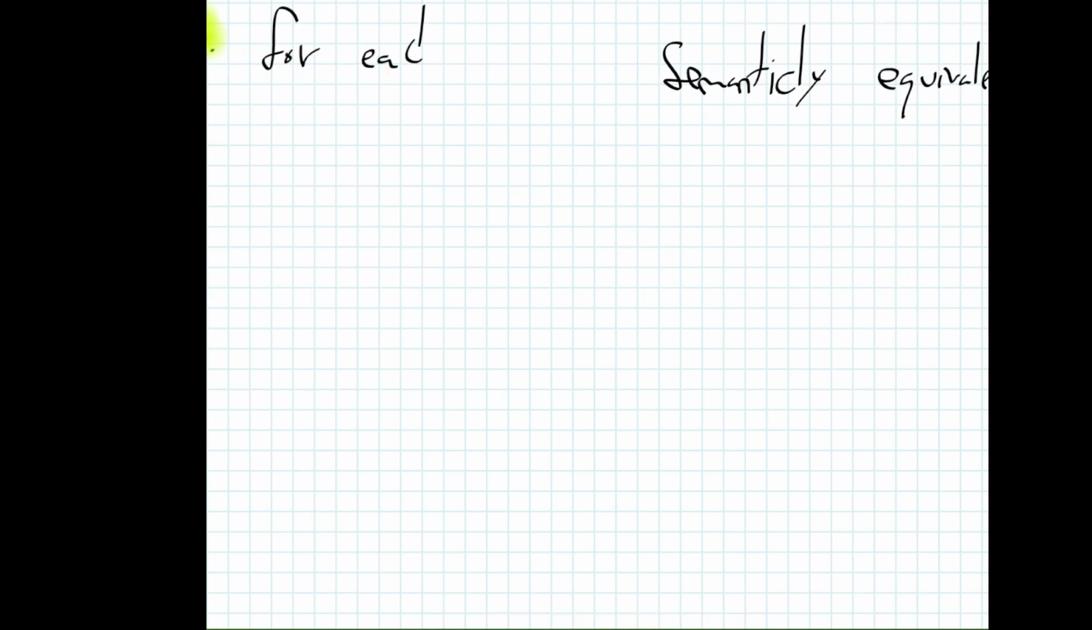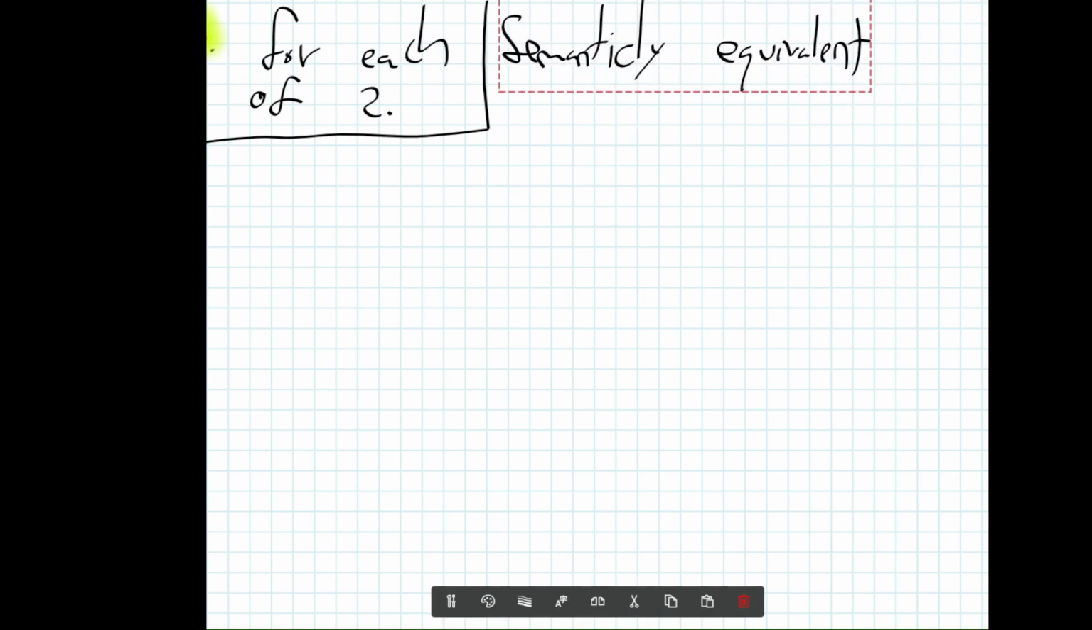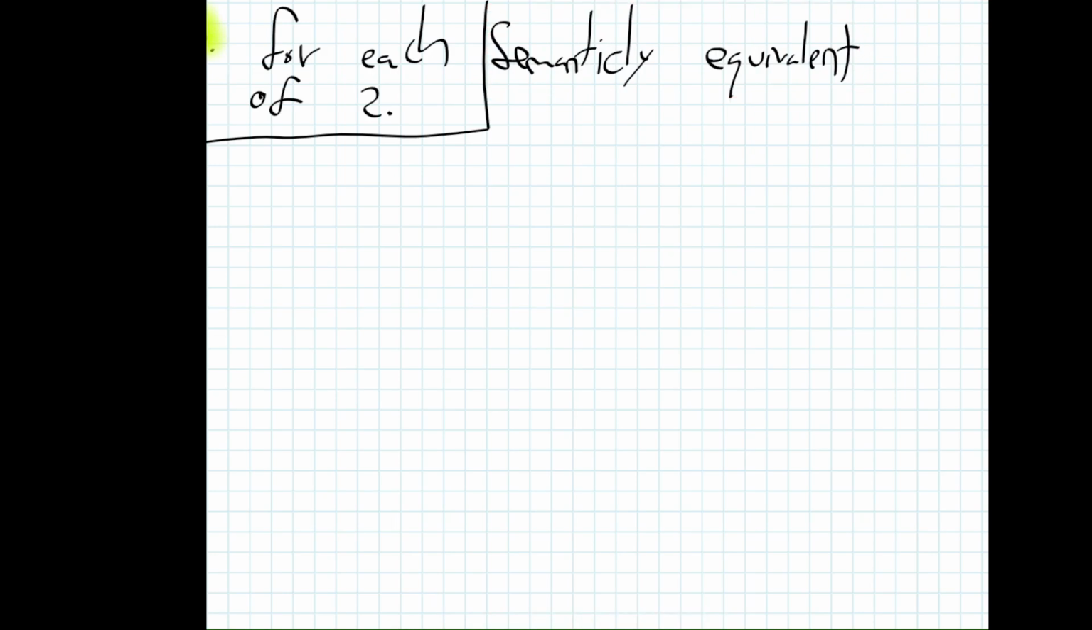For each of two, we must write the semantically equivalent. And by the way, another word for semantically equivalent is, let me try to pronounce this, a tautology.